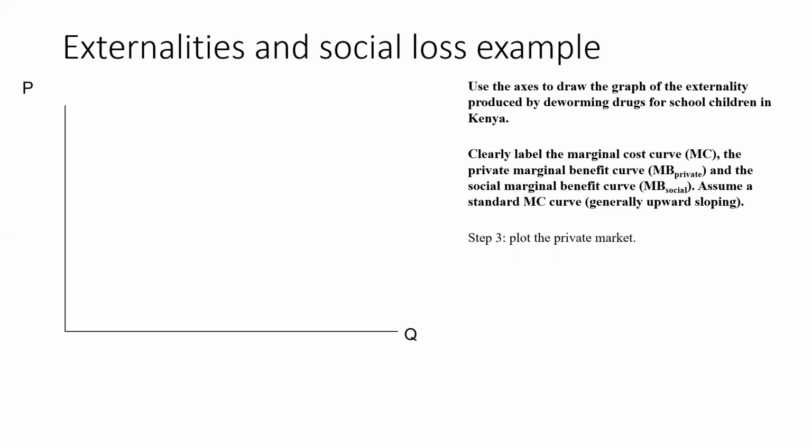Step three, plot the private market. This is fairly straightforward. Let's start with the easiest thing. The marginal cost curve should look pretty familiar. It should look like a pretty standard supply curve at this point. Assume a standard marginal cost curve is part of the prompt, and so this is about as easy as it gets. Next step, add in the private market.